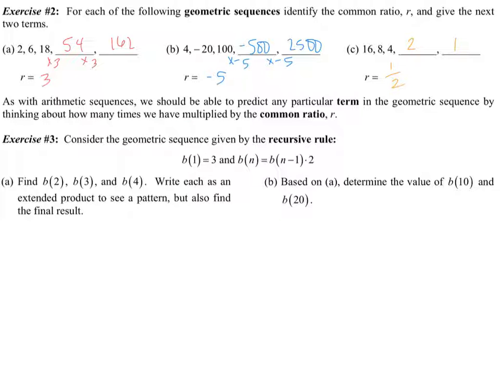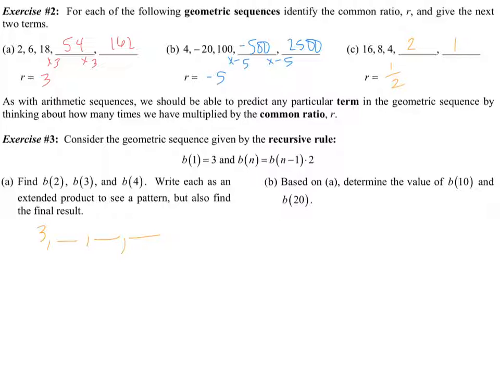As with arithmetic sequences, we should be able to predict any particular term in the geometric sequence by thinking about how many times we've multiplied by the common ratio r. So let's look at this sequence. The first term is 3, and then the formula is saying that each one is being multiplied by 2. So find b of 2, b of 3, and b of 4. So our first one is 3. We now need to find the second, third, and fourth terms.